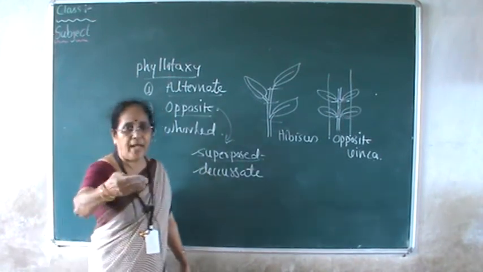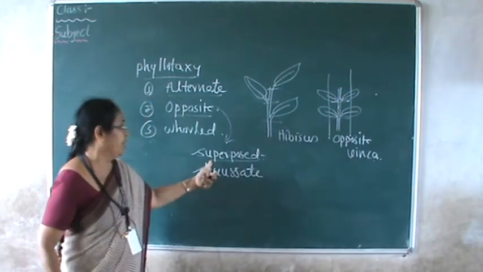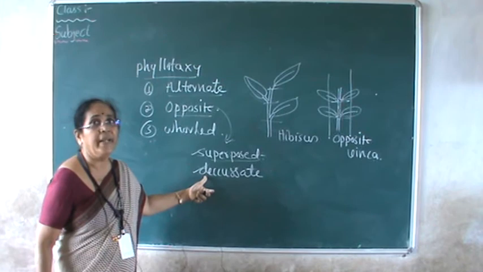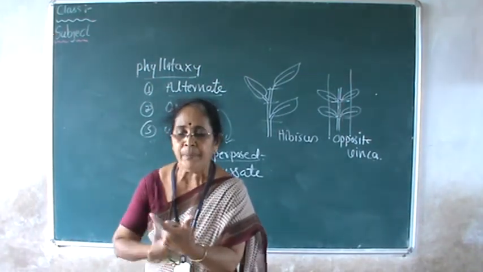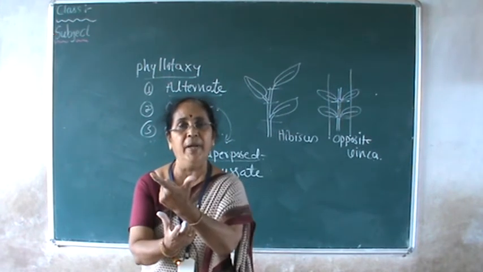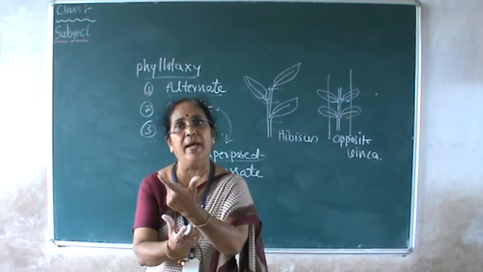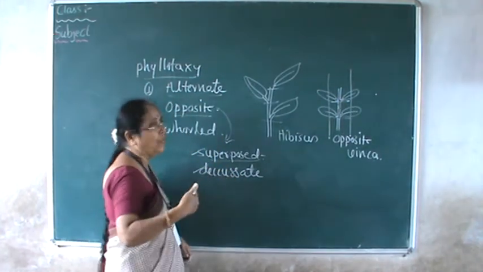Superposed means the two rows of leaves are parallel to each other. Decussate means the successive pair of leaves: if this is one pair, the second pair will be at right angles to the previous, and the third pair will again be at right angles to the previous pair, so that you will get four distinct rows of leaves arranged over the stem.